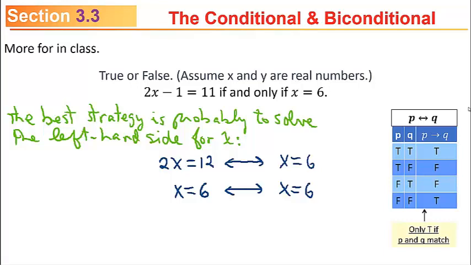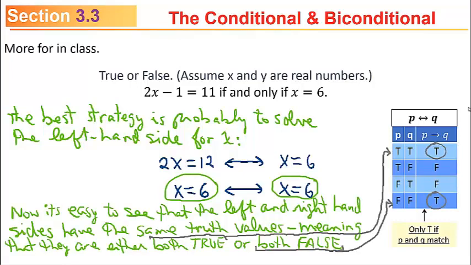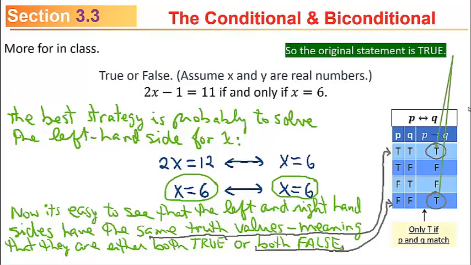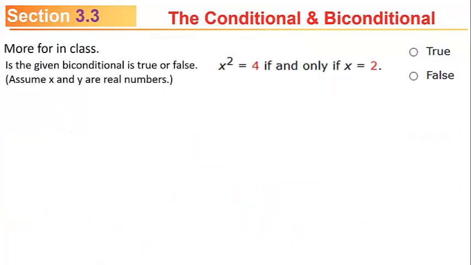Now, obviously, they're going to match, right? Because you've got the exact same thing on both sides, so how can they not match? It's easy to see that those left and right-hand sides are going to match all the time. If x is equal to 6 on the left, it'll be equal to 6 on the right. If it's not equal to 6 on the left, it will not be equal to 6 on the right. So they will match each time. So even though there's a variable in there, I can see that the left and right-hand sides will match no matter what the value of x is. So the original statement is definitely true.